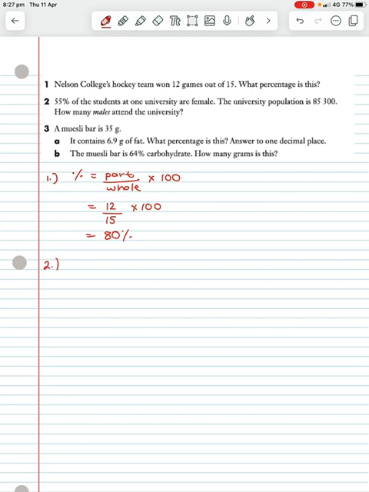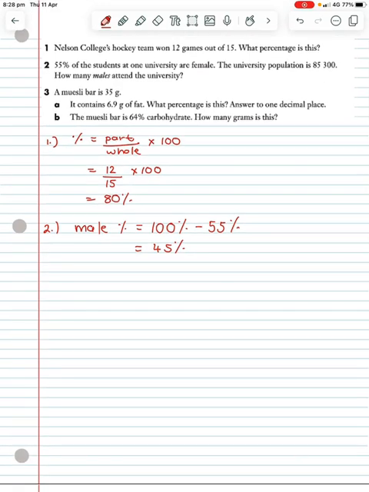Question 2 is 55% of the students at one university are female. The university's population is 85,300. How many males attend the university? The first thing we want to do is we know that 100%, minus, let's write this a little differently. The male percentage is going to be 100% minus the 55%, which is the female population, which gives us 45% of the population is male. So now we want to find 45% of our 85,300.